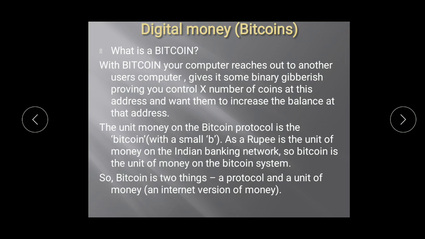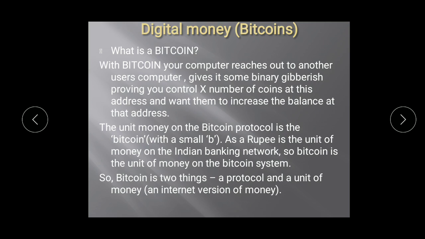If B is small, then it is a unit of money on the Indian banking network. As they have summed up here, Bitcoin is two things: a protocol and a unit of money, an internet version of money. Basically, a unit of money is an internet version because we are working with digital money here, and a protocol means a way to send and receive the payment information. You have Bitcoin with a capital B as a protocol.